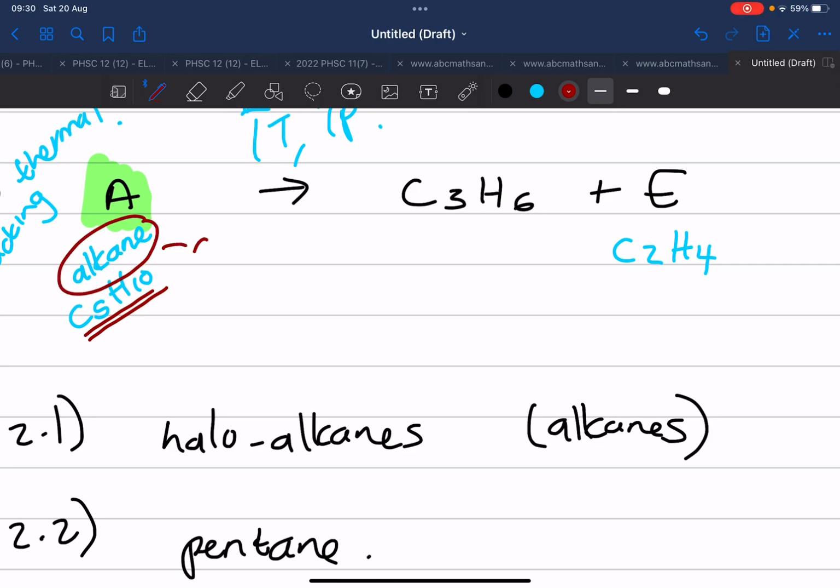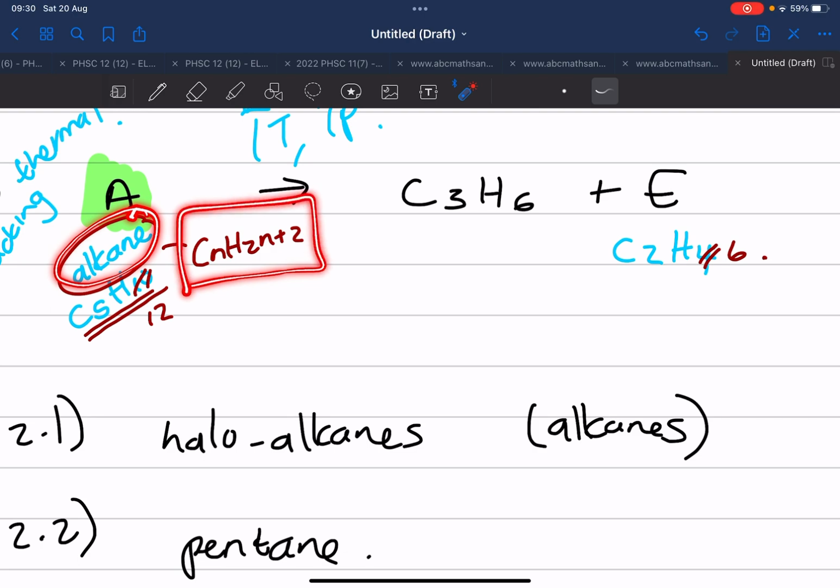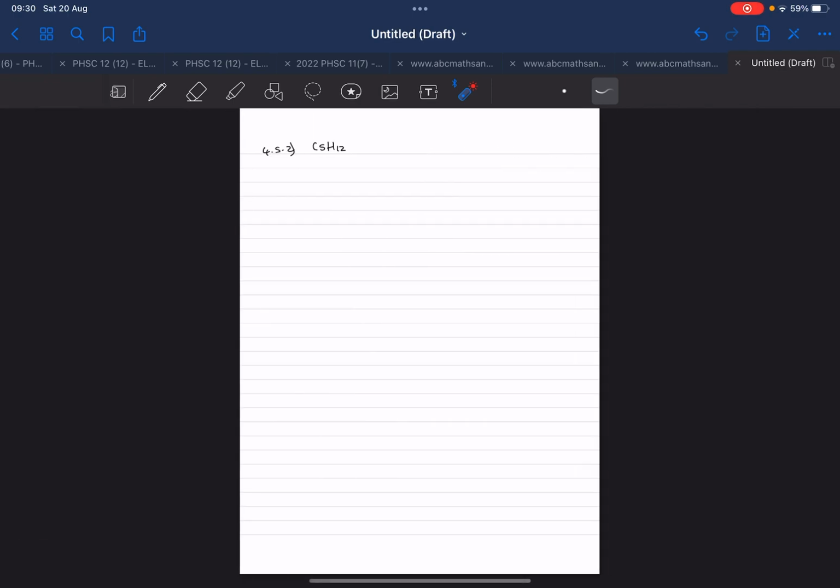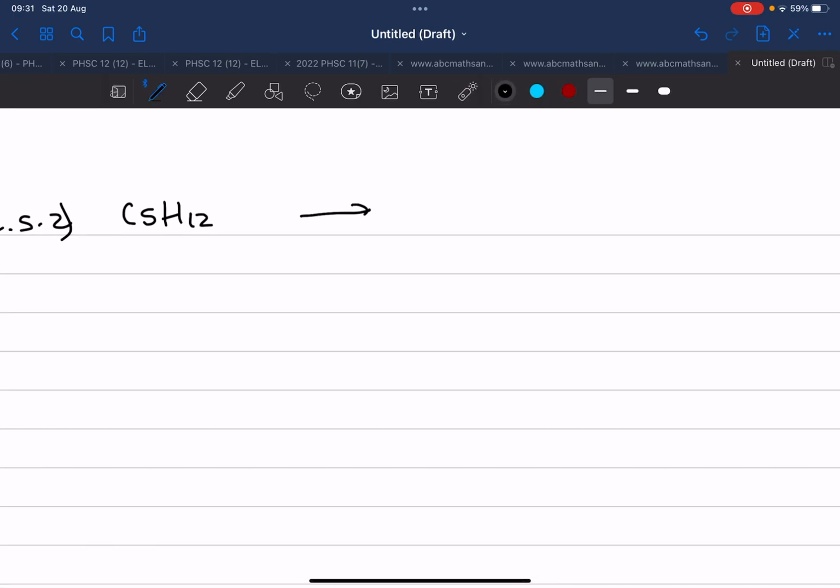And alkanes' general formula is this. Okay, I'm just going to say again why I was wrong. The general formula of alkanes is this, which means if this is a 5, then this must be 12. Right? Then they tell you we have that and we have this, and then we will have C2H6.